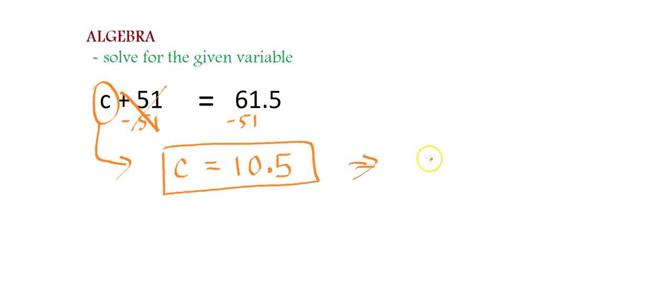Now, what we should do is always get in the habit of checking. And the way we check is through substitution. All we do is we take what we think the value of c is, and we substitute it into the original equation. So it's not c anymore, it's 10.5. So now the equation would read 10.5 plus 51 equals 61.5. Does that actually work? Let's just try that.